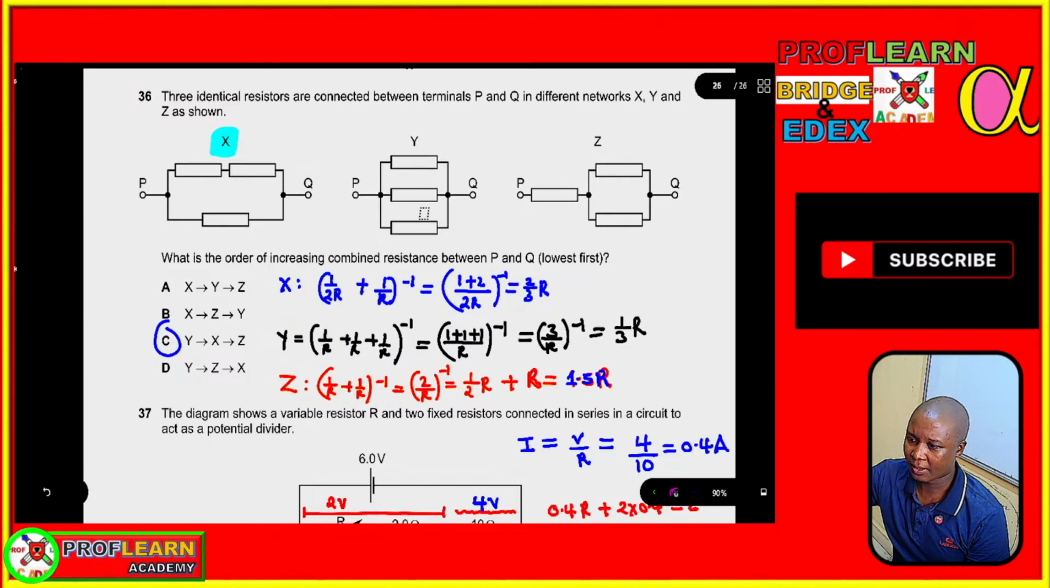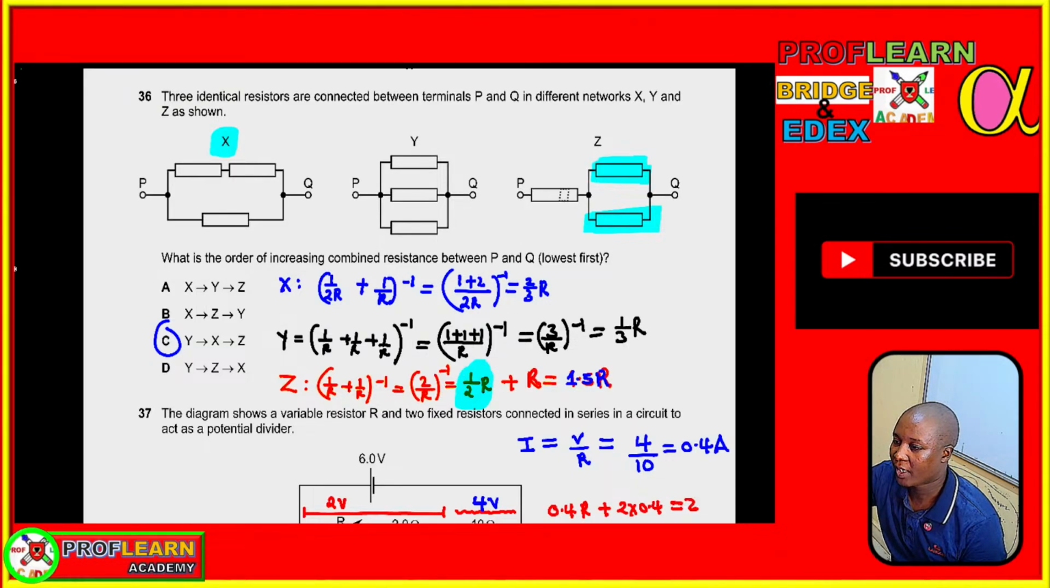These, all of them are in parallel. We shall say 1 over R plus 1 over R plus 1 over R, and everything is going to translate to R over 3. This is 2R over 3, and this one we have these two in series, in parallel. You shall first work out this by saying 1 over R plus 1 over R. Working it out, you shall get 1 over 2R. Yeah, the 2 will translate to 1 over 2R.